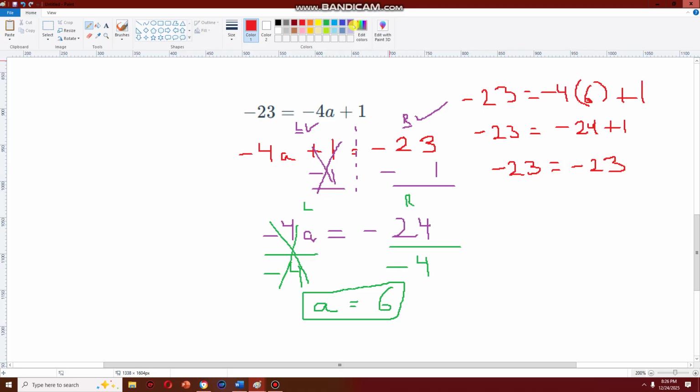Are these numbers the same? Yes, they are. It works, which means a equals 6 is the correct answer. This is how you solve a two-step equation.